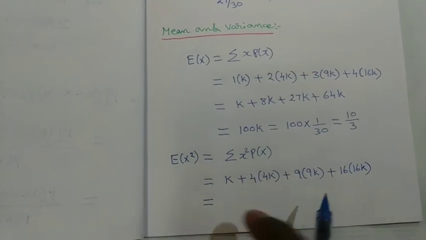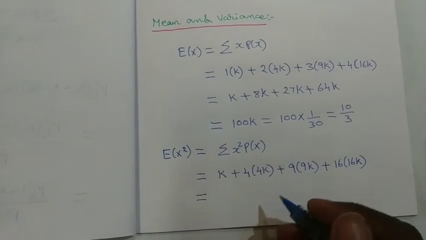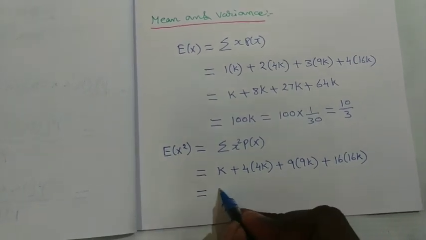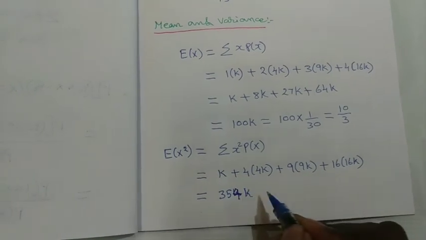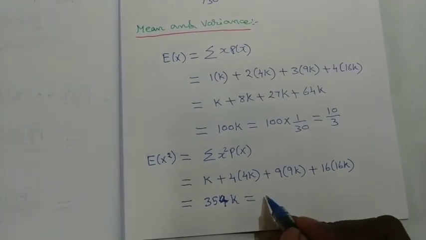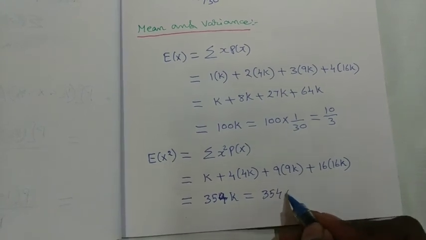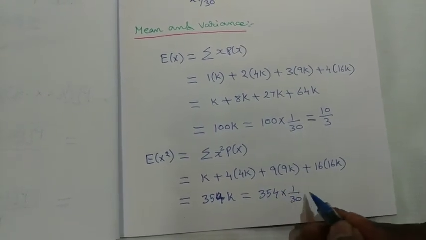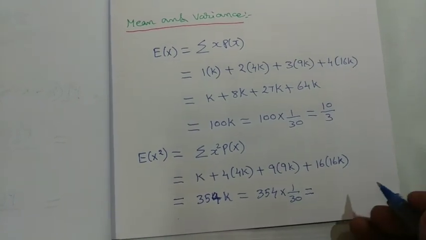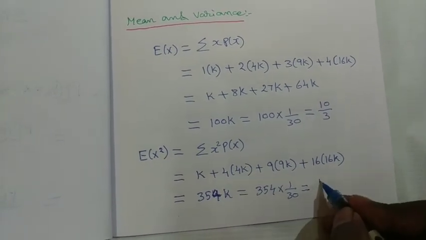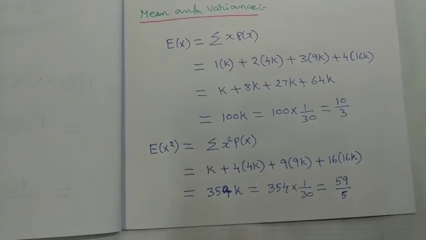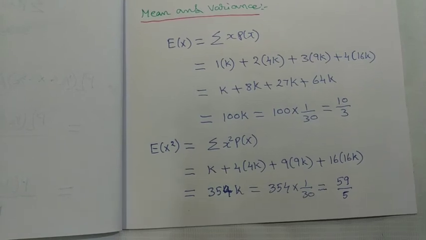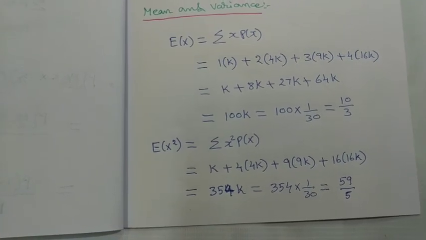Now multiply and add, you will be getting 354k. But k is 1 by 30. So 354 into 1 by 30. By simplifying this, you will be getting 59 by 5. So this is E of x square. By using E of x and E of x square, I am going to find the variance of x.